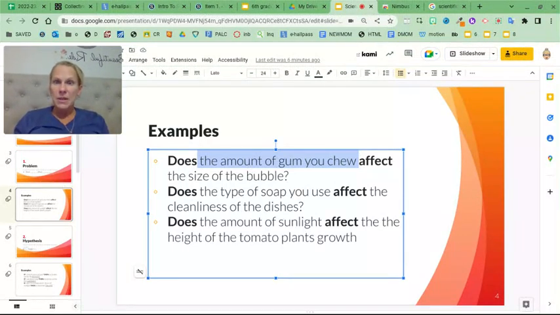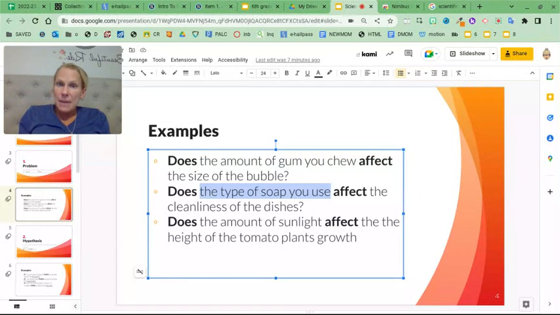So that must be our dependent variable. It depends on how much gum Miss Watts gives me. So dependent, size of bubble. You guessed it here too. I've already highlighted the one we chose for independent, type of soap. That leaves the cleanliness of my dishes to be the dependent. Cleanliness depends on what type of soap you get.